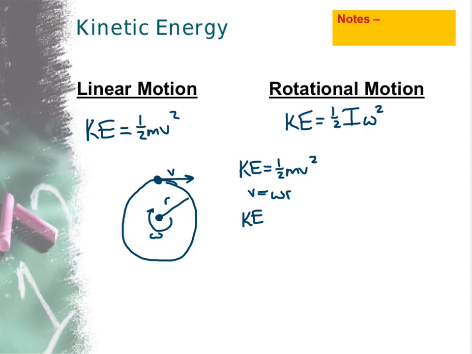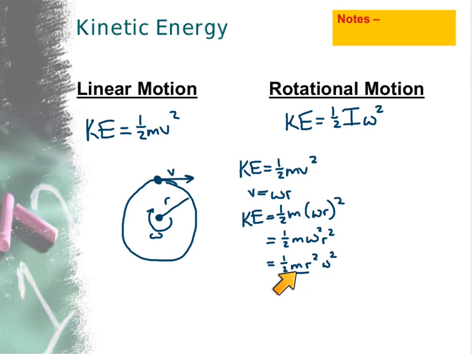So let's replace v squared with omega times r, and we have to square both of those terms, so let's put that in parentheses. Let's go ahead and square those terms. So we have 1/2 m times omega squared times r squared. Then I'm going to rearrange these terms because with multiplication, order doesn't matter. So let's write this as 1/2 m times r squared times omega squared.